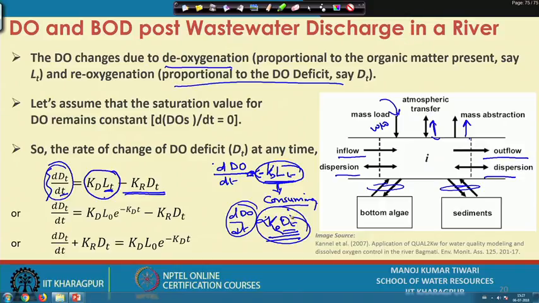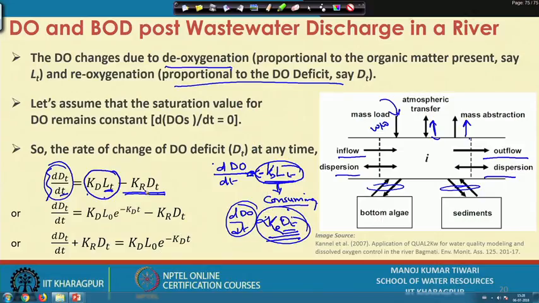So, our deficit is going to decrease. The rate of change for the deficit due to re-aeration is negative, because it is decreasing the deficit. Re-aeration is reducing the deficit, and the decomposition of the organic matter is increasing the DO deficit. So, that first term is positive and the second term is negative.